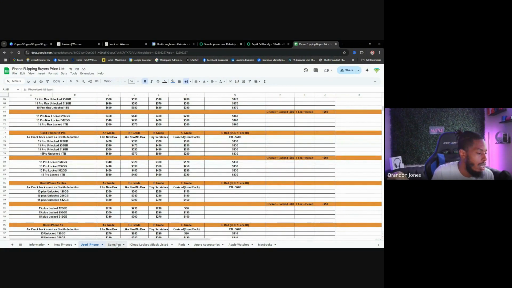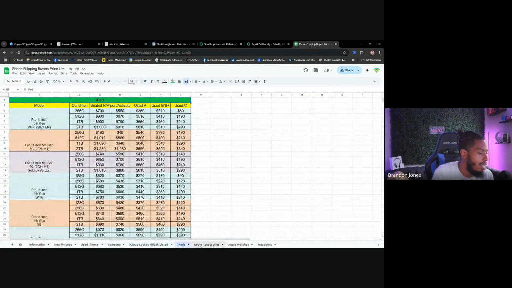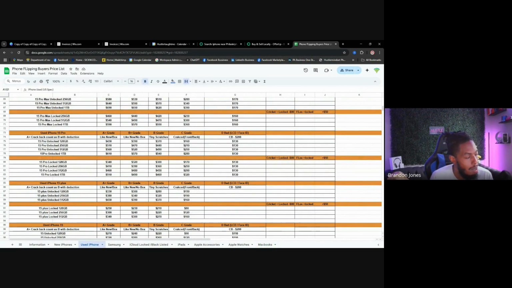And then you have Samsung's, iCloud. You got iPads, Apple accessories. Here's where you can see Apple tags and HomePods and all this other stuff. Apple Watches and MacBooks. These are different things you can buy, and you have that access to buy. I would recommend just sticking with phones first. Next, Apple iPads, and then I would say MacBooks are one of the last that I tell people to flip.